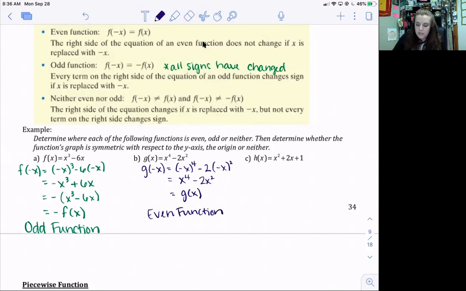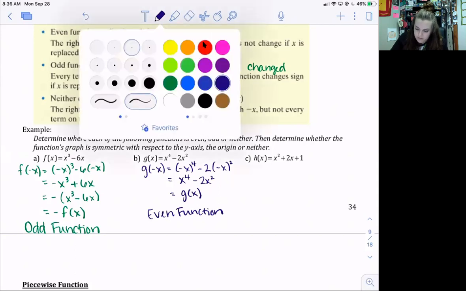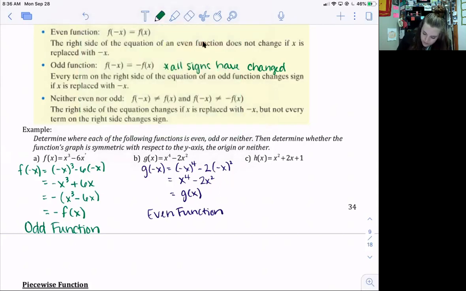Okay, so let's take a look at this. We had an odd function on part A. Now let's look at our exponents. We have a 3 and we have a 1. Both those exponents are odd. Look at B. We have 4 and 2. Both of these are even exponents. So let's use that trick for part C. h of x equals x squared plus 2x to the first power plus 1. They're not all even, they're not all odd, so this is going to be neither.